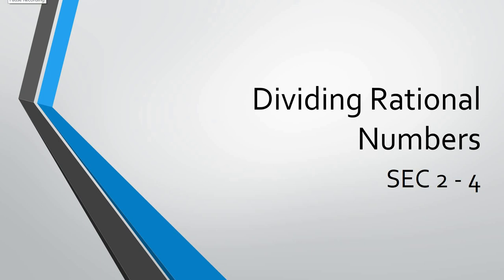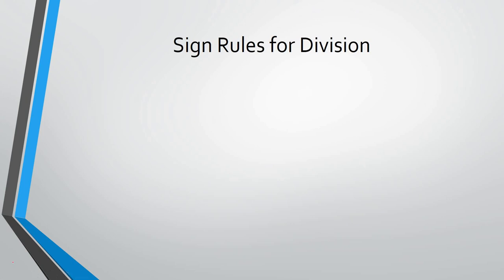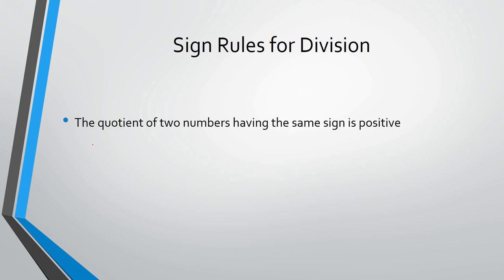Section 2.4 is dividing rational numbers. We just did multiplication, now we're going to do division. These two operations are closely related to each other. They are what's called inverse operations with each other. So their rules are very similar. The sign rules for the division are the same as for multiplication.